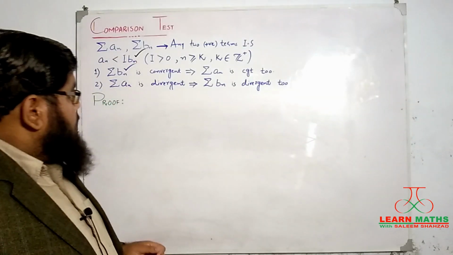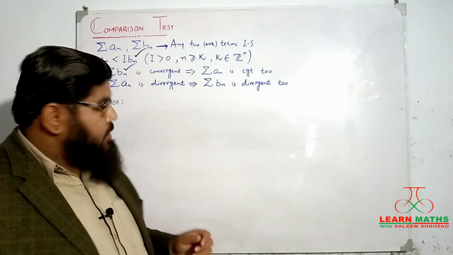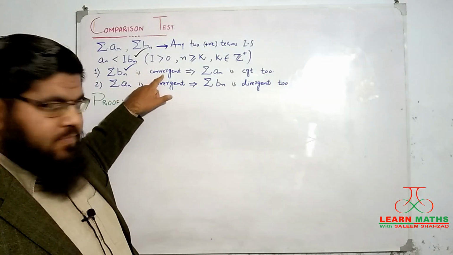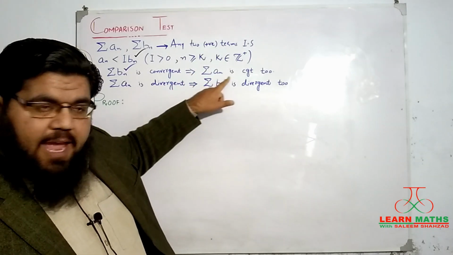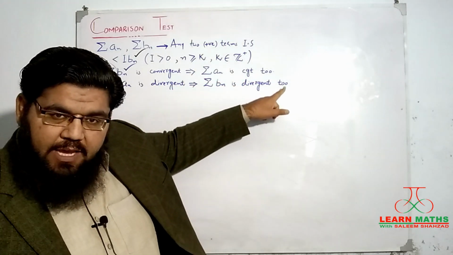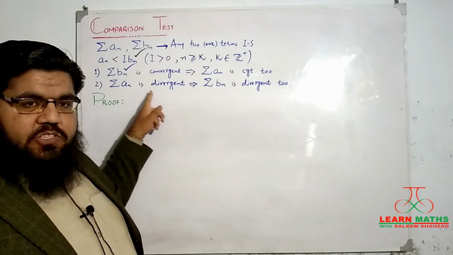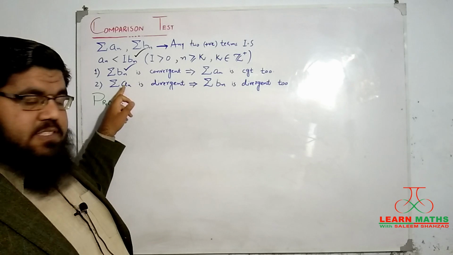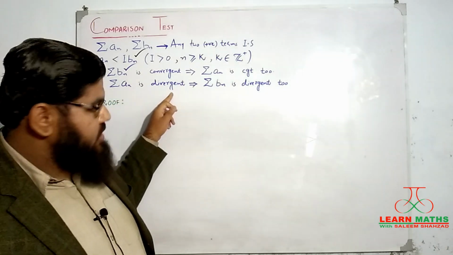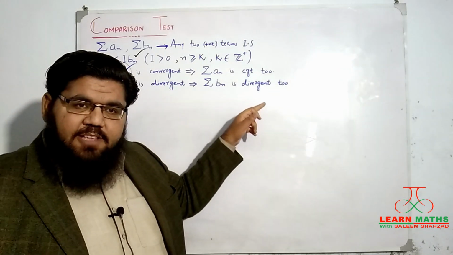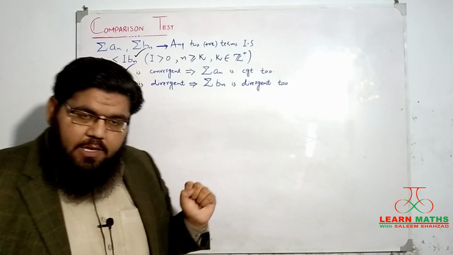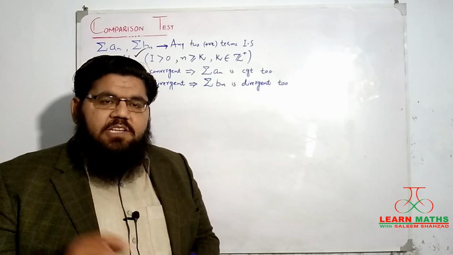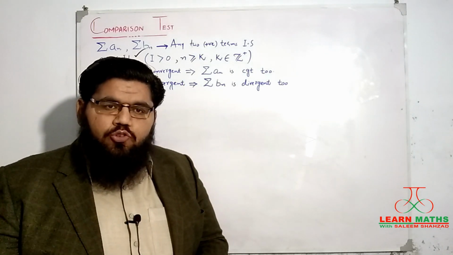So how will they depend on each other? If the series summation bn is convergent, then the series summation an will be convergent too. And the second part is actually just a contrapositive statement of this one. It says that if the series summation an is divergent, then the series summation bn will be divergent too. Let's start our proof, but before that I am showing you the pictures of two results that we are going to use in today's proof.